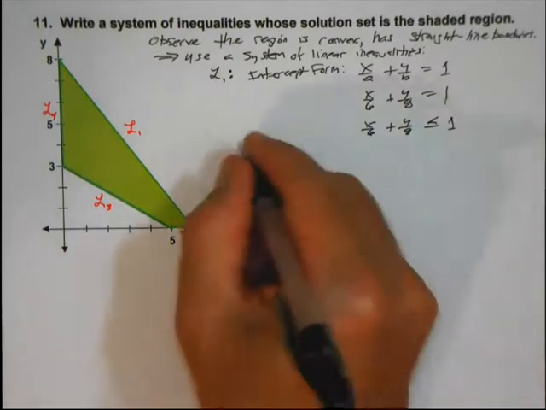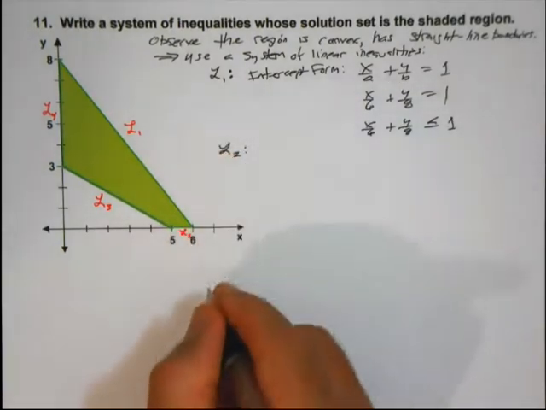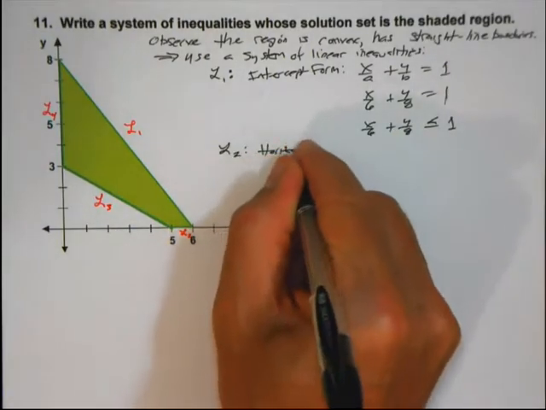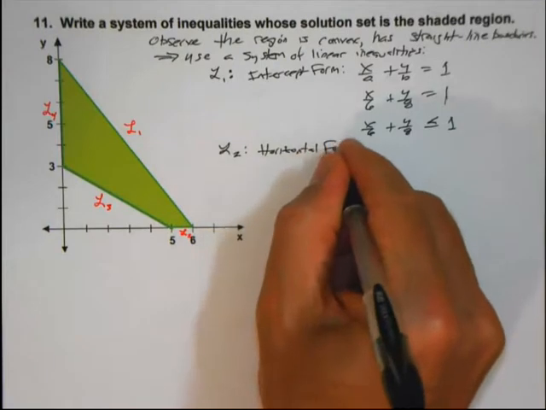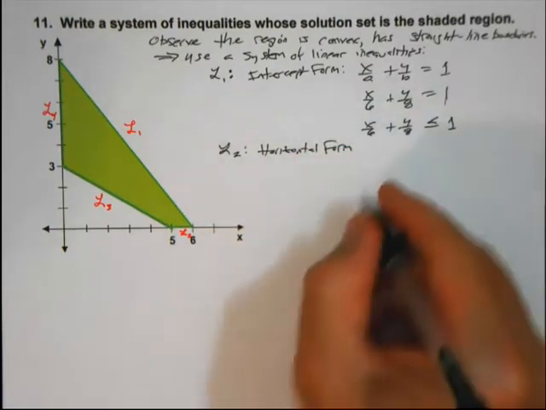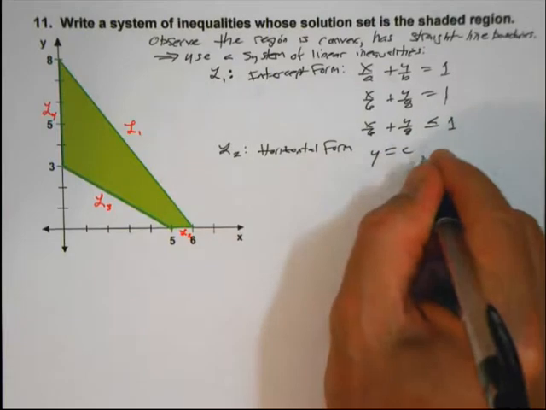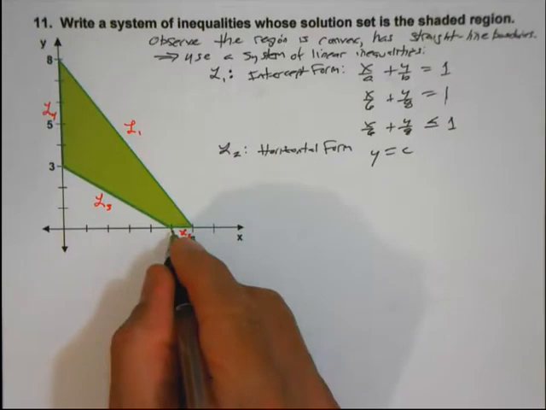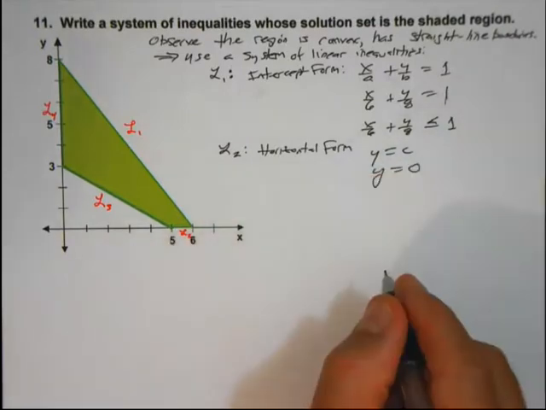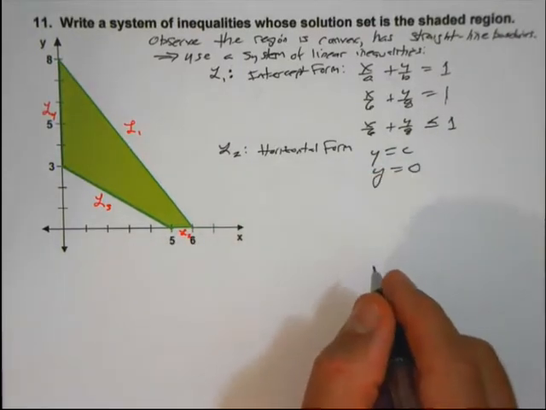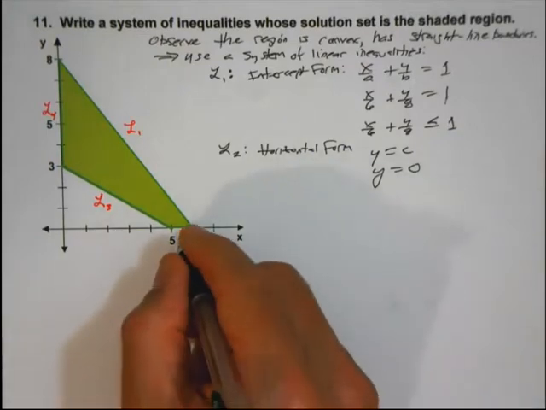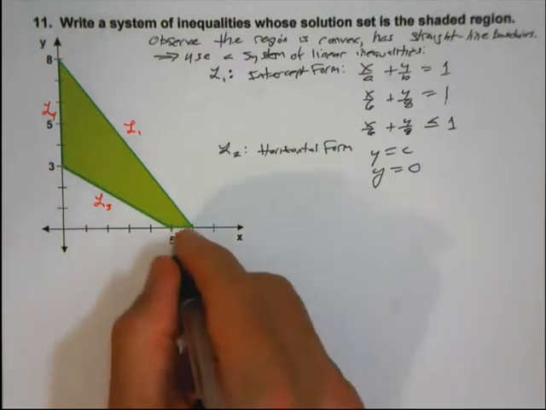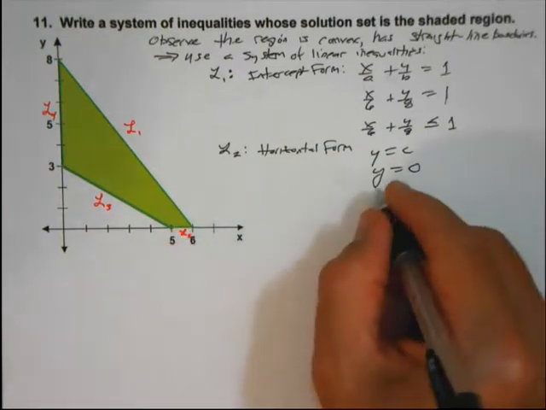Okay, L2. Well, let's see. Looks like horizontal form will be the basis of our line here. Horizontal form, that's the y equal to constant case. In this straight line across here, that's going to be y equal to 0. Okay, now that's the boundary line. As far as the inequality goes, we want to be above it. So we need to have the y greater than. It's a solid line, so greater than or equal to.